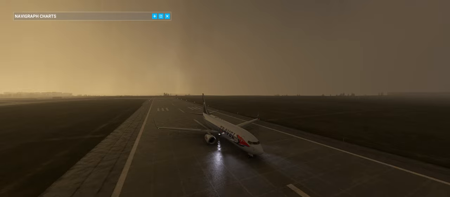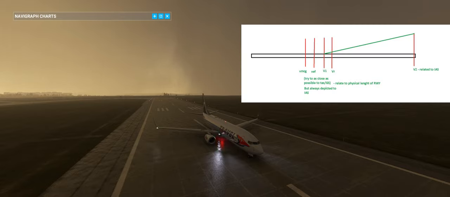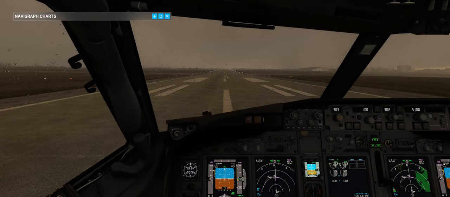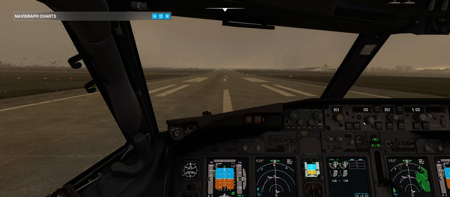Then we have the rotate speed. This is the speed at which we should rotate, then the lift-off speed, and the takeoff safety speed. These speeds are no longer related to the physical end of the runway, but are always indicated airspeed. That's why we put them into the MCP. As you can see right now, we can put it right over here.